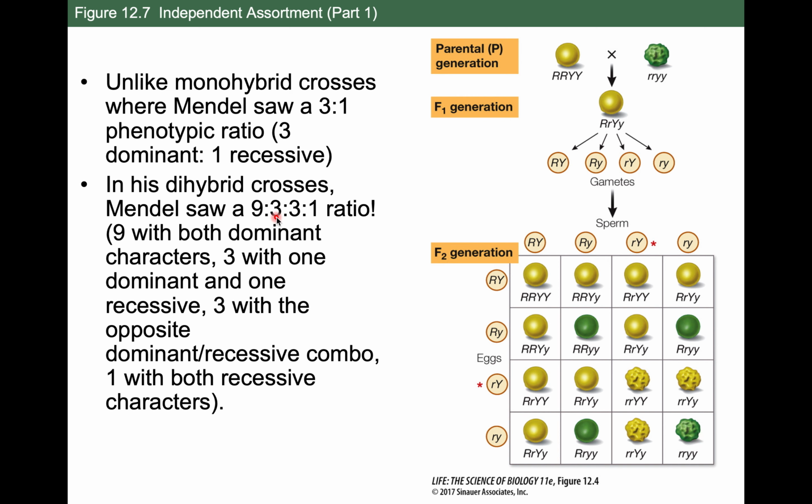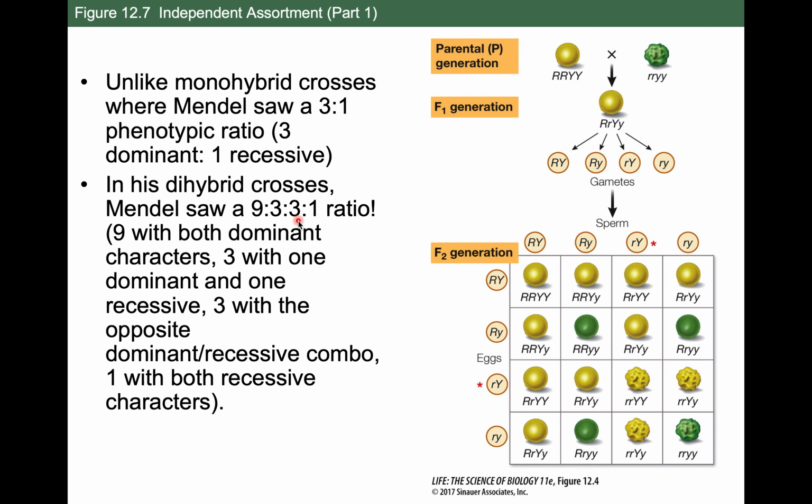But then he was also getting, he would get like 3 that had one dominant phenotype but one recessive, right? So they're green, 3 green, which is recessive, but they're smooth, which was the dominant shape. And then likewise, he had another 3 that had the dominant color, yellow, but the recessive shape, wrinkled. Okay, so 9 to 3 to 3 to 1. He kept seeing that same pattern over and over again, right? No matter which 2 traits he was following in combination. So 9 to 3 to 3 to 1 phenotypic ratio was characteristic of these dihybrid crosses.